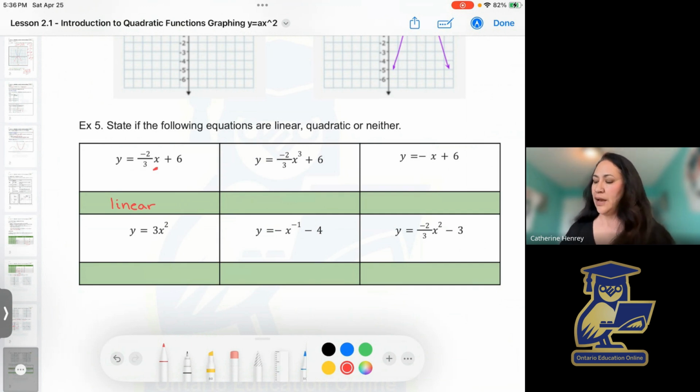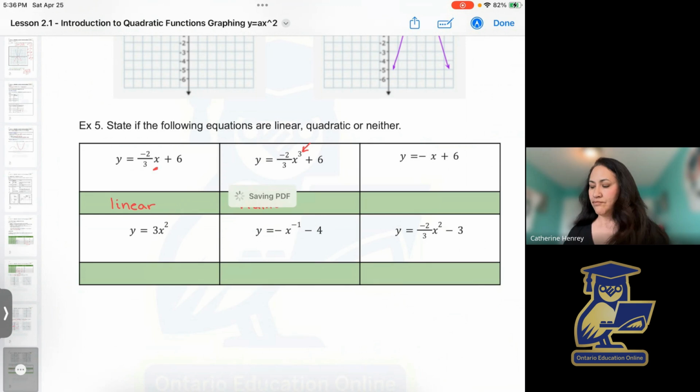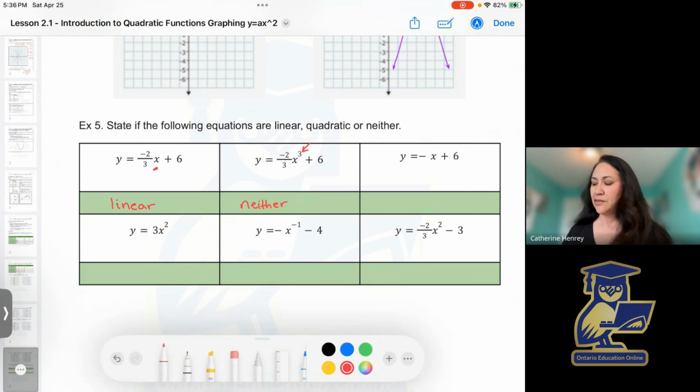In the next one, we have y equals -2/3 x, but this time the degree is 3. Well, it's not 2, so this one is neither. It's not linear, and it's not quadratic. Y equals -x plus 6. There's an exponent here of 1, so that one is linear. Y equals 3x squared. There's our degree of 2. This one is quadratic.